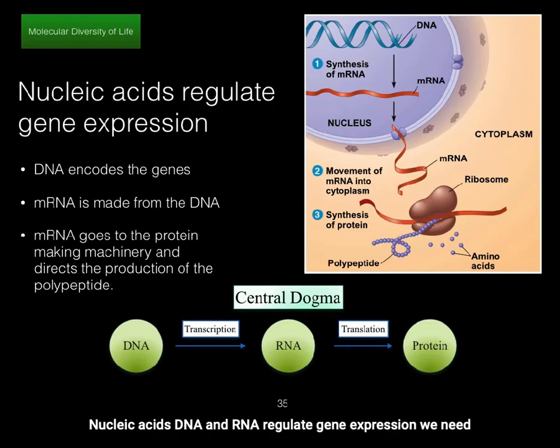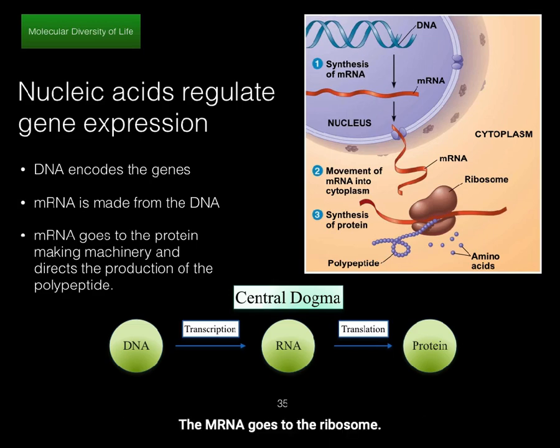Nucleic acids, DNA and RNA, regulate gene expression. We need both for proper expression of all our genetics. DNA is what encodes our genes. As seen in the figure, DNA stays and always stays in the nucleus of the cell. So in order for a protein to be made, DNA makes RNA, which can leave the nucleus and contains the genetic code for the protein to be made.